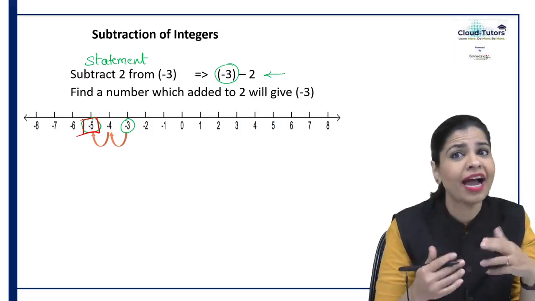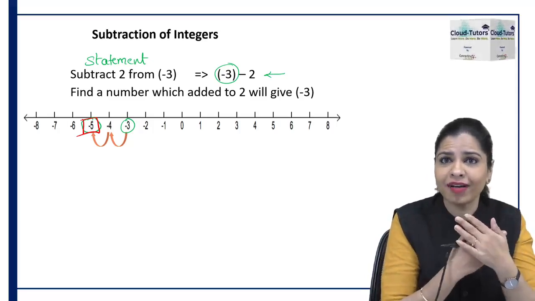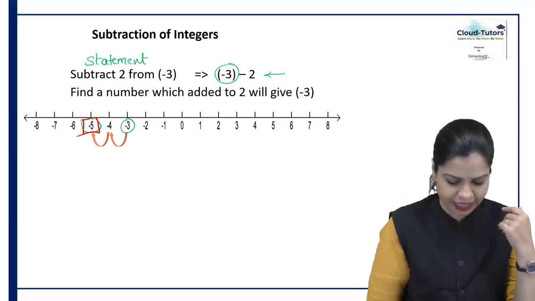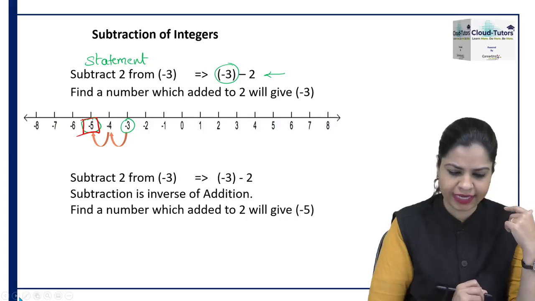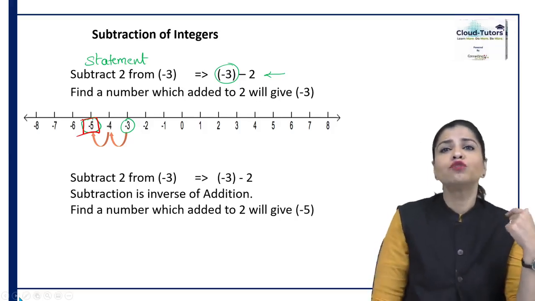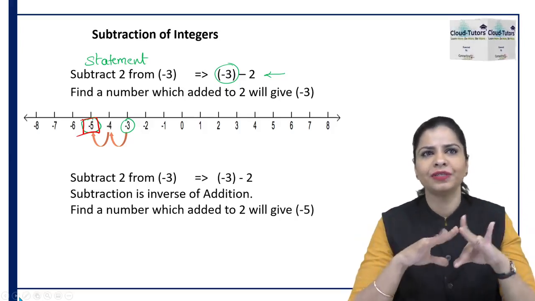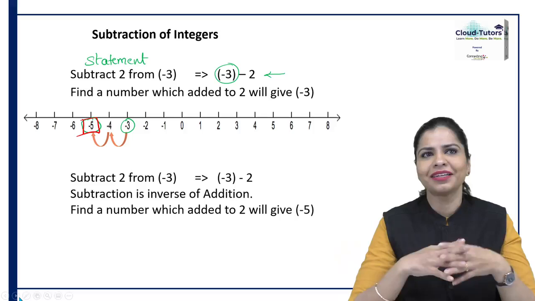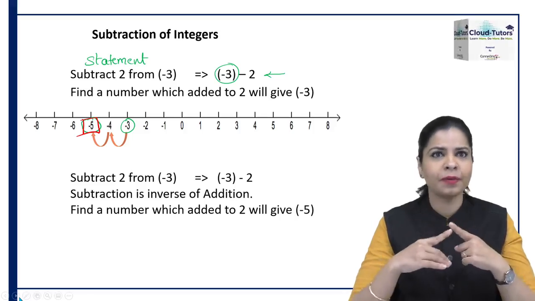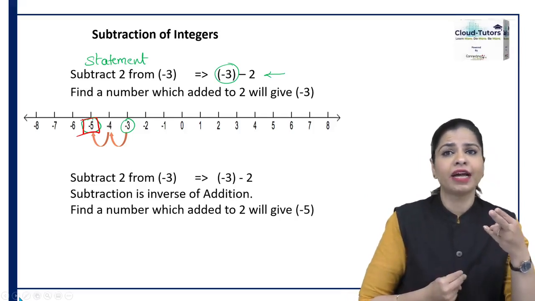Technically, what did I do? I have added the 2 numbers, that is 3 plus 2, which is 5, and I have just placed the negative sign there. I hope you all are following it, right? So subtraction of 2 negative numbers is nothing but the inverse of addition. So that is it. Now you have to find a number which added to 2 will give you negative 5.